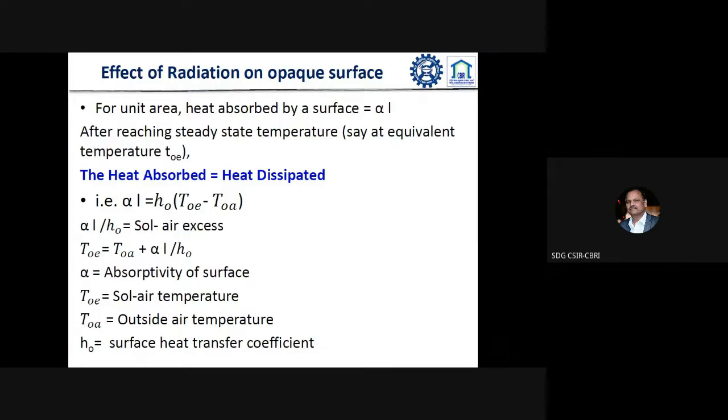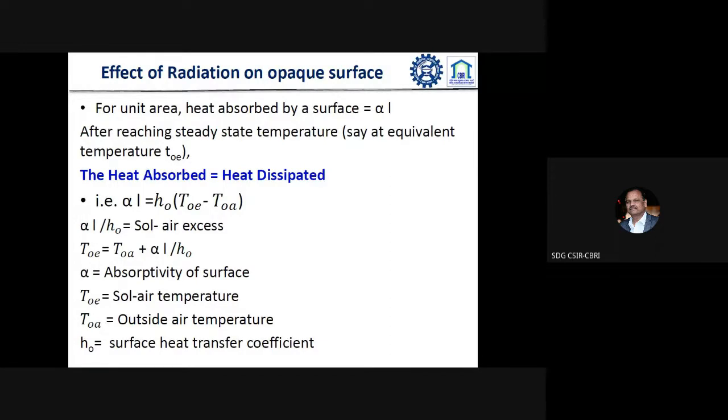Another phenomenon taking place is that a body may be non-opaque or opaque. In the case of an opaque body, where solar radiation is directly coming inside the building, for a unit area the heat absorbed by the surface is equal to alpha times I, where alpha is the absorptivity of the surface and I is the total solar radiation striking that surface.